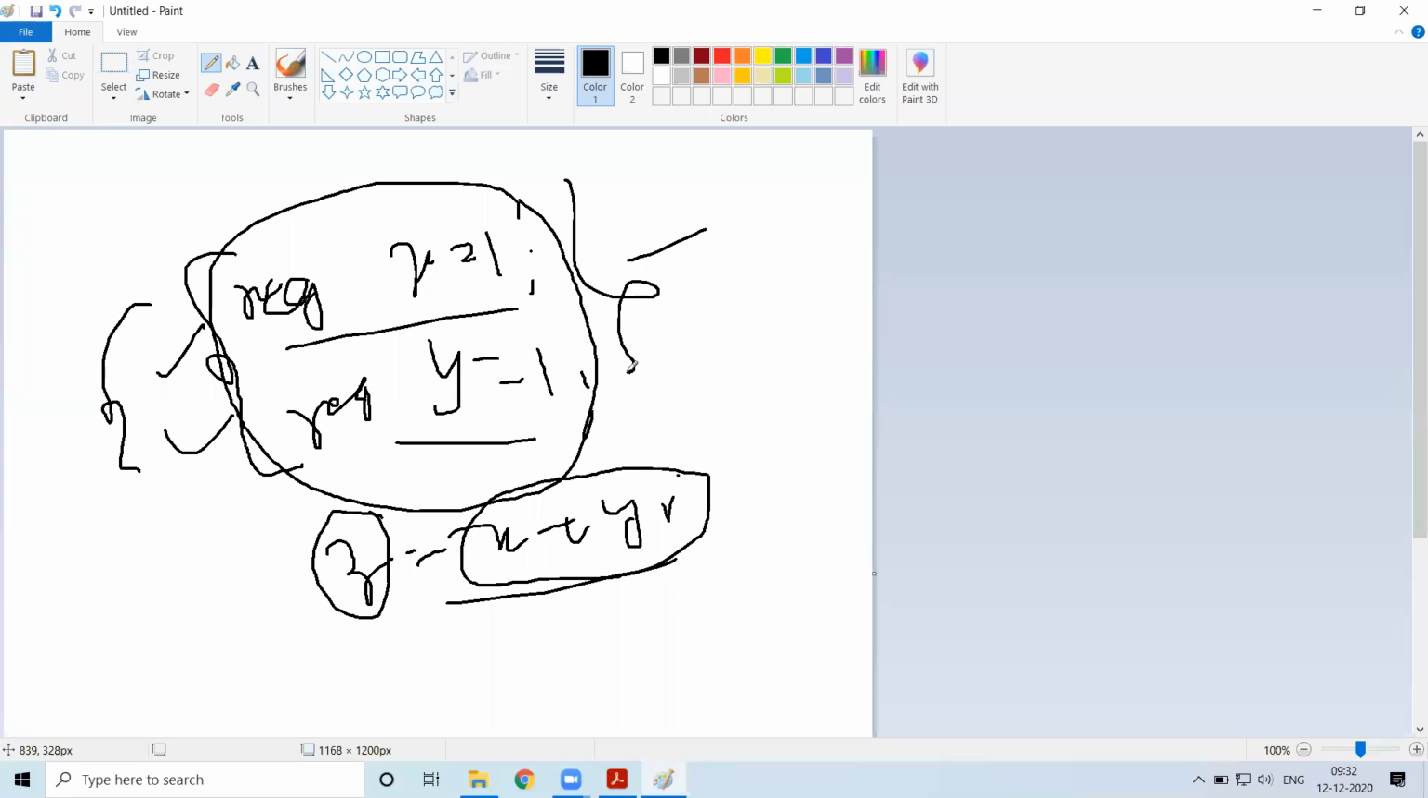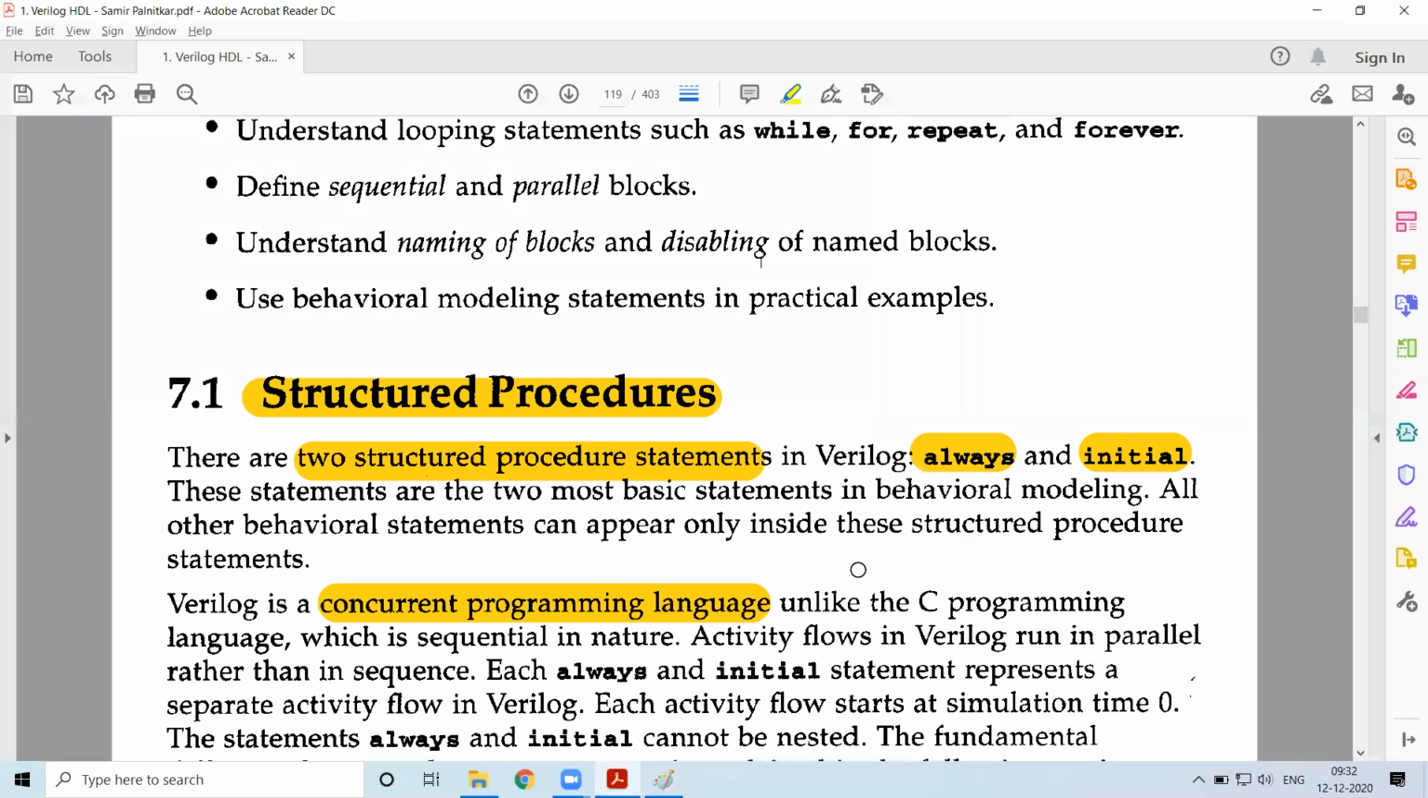So the execution will be concurrent. Therefore, Verilog is termed a concurrent programming language. But we can make a few things sequential under this. We can make Verilog act as a sequential execution with some constraints, so that is what we can look out for.